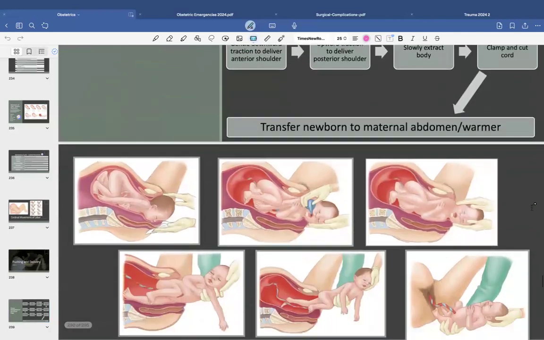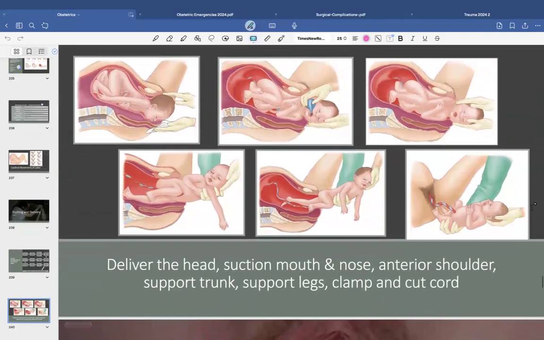So we delivered the head. We talked about those 7 cardinal movements. So now the baby's head is out. Remember, the occiput is near the pubic bone, so that part of the head is out. This is before that next rotation.